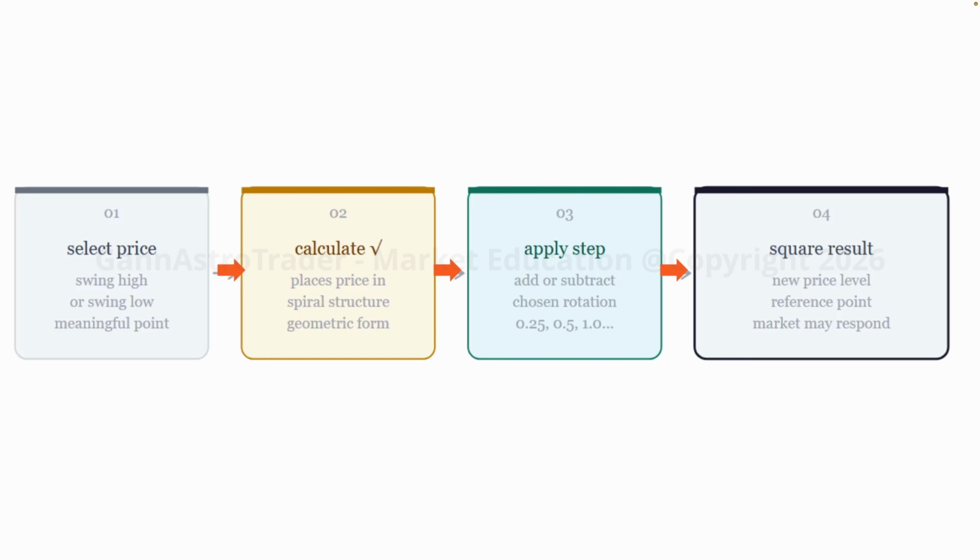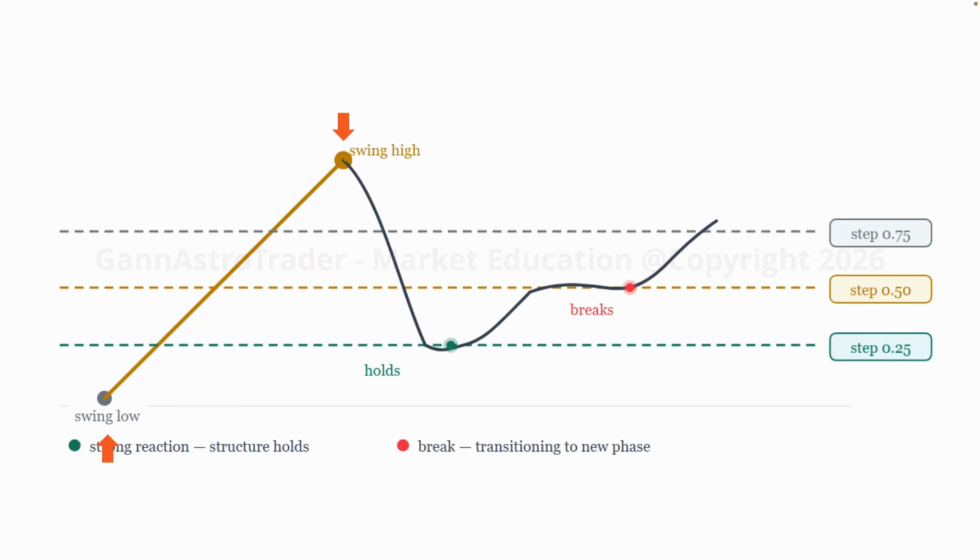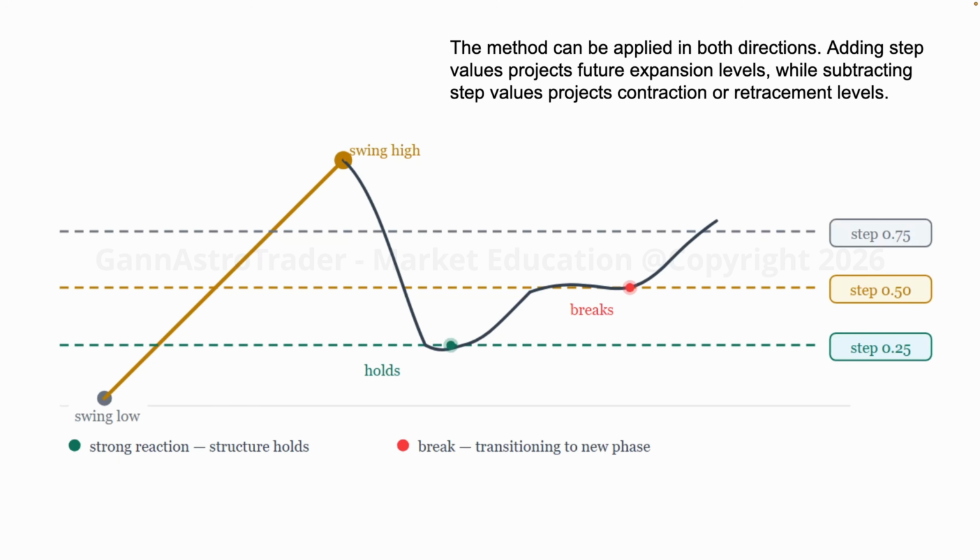As price approaches these levels, we observe how the market reacts. A strong reaction suggests that the rotational structure is holding, while a break indicates that the movement is transitioning to a different phase. The method can be applied in both directions. Adding step values projects future expansion levels, while subtracting step values projects contraction or retracement levels. This allows us to map both upward and downward movement within the same geometric framework.